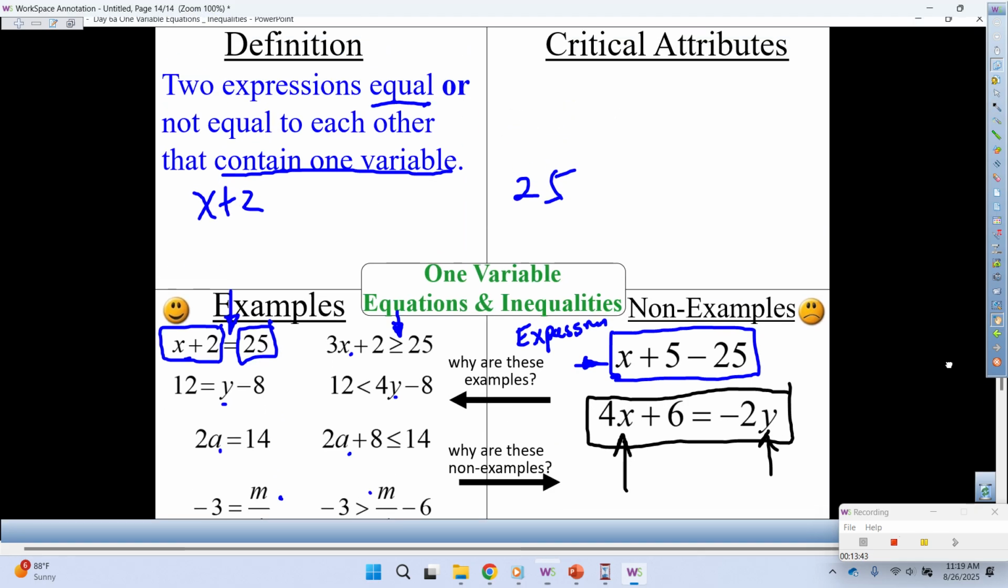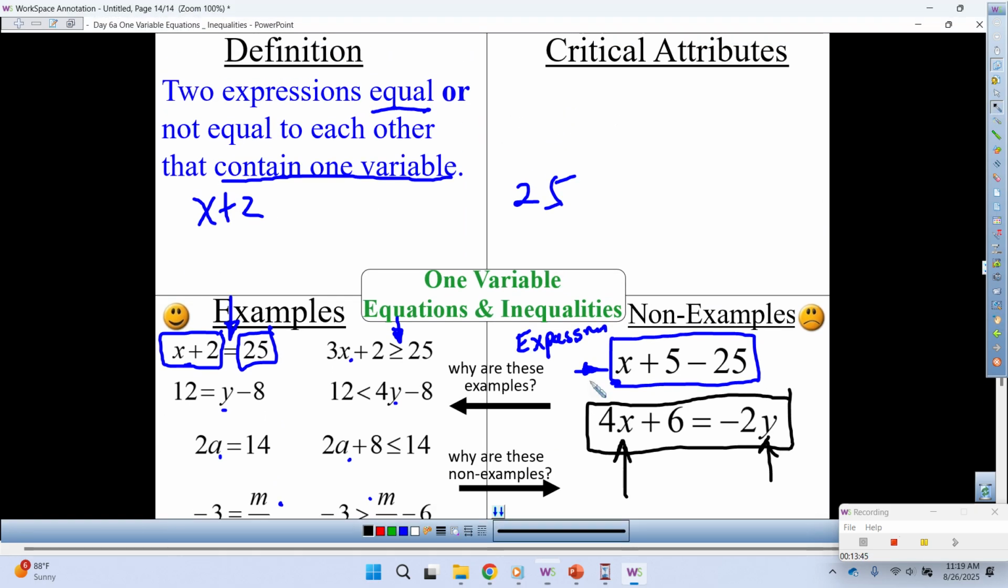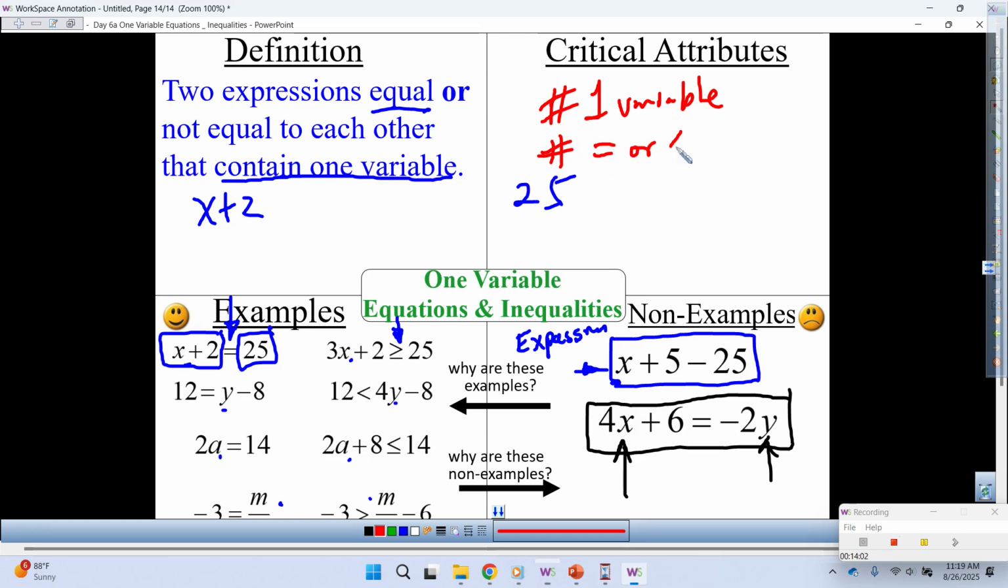So, do some hashtags. What makes a one variable equation and inequality? Hashtag what, everyone? One variable, yes. What else? Hashtag, it needs to have what? Equal signs or less than, less than or equal to, greater than, greater than or equal to. Now, once again, this is just review. I'm just trying to clarify things in your noodle before we move on.